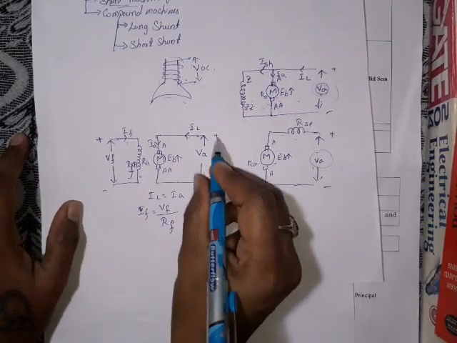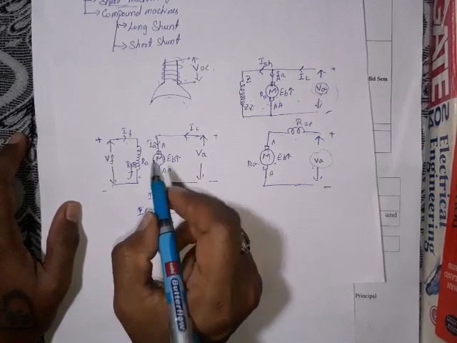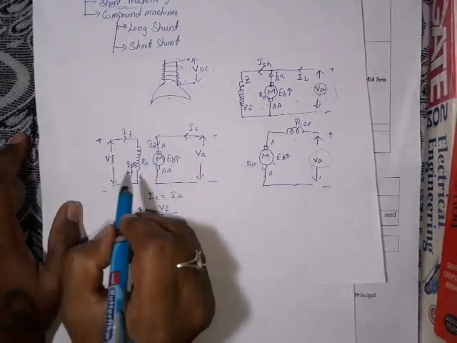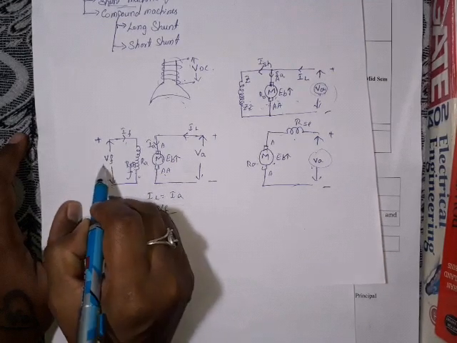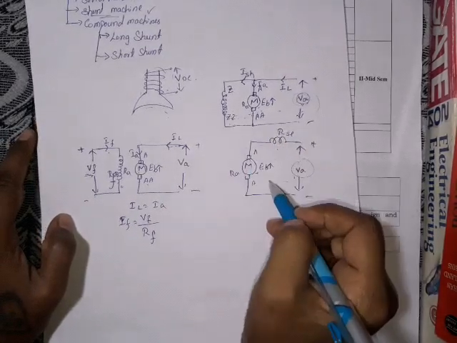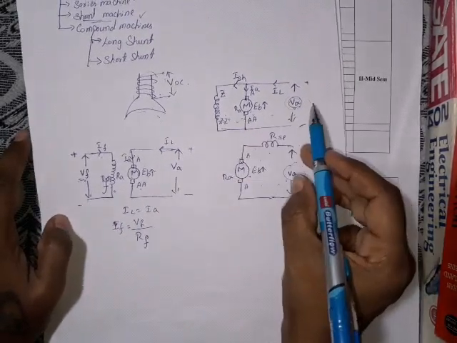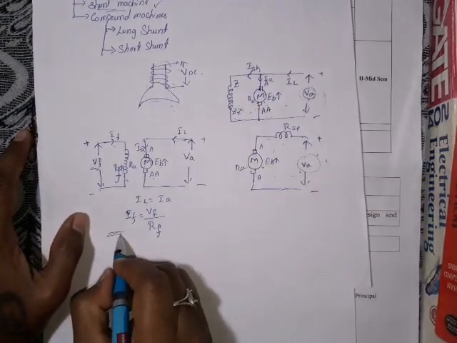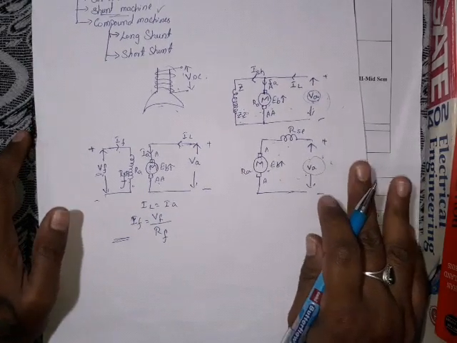Okay, this type of machines are called separately excited machines. Why is it called separately excited? Because the field winding is excited from a separate DC source. Here, in both the cases, the field windings are excited from the same common supply source. So this is what a separately excited DC machine.